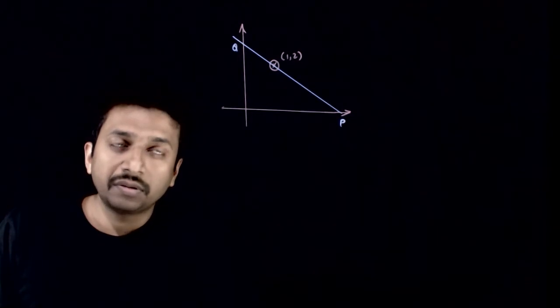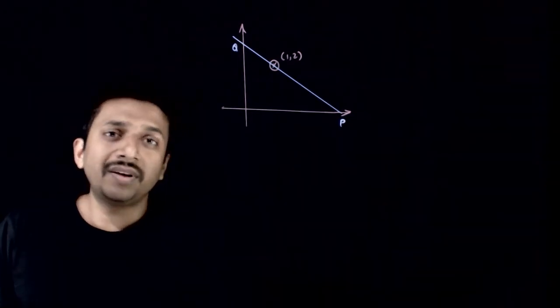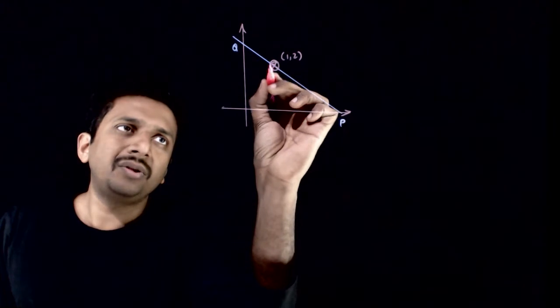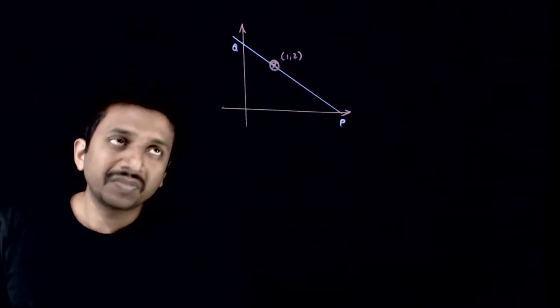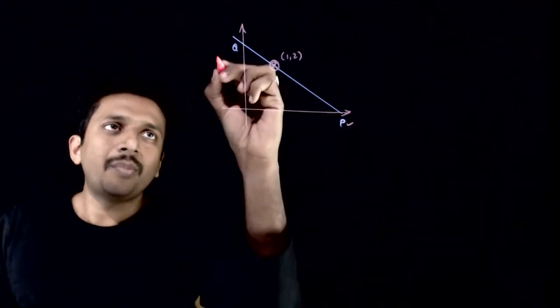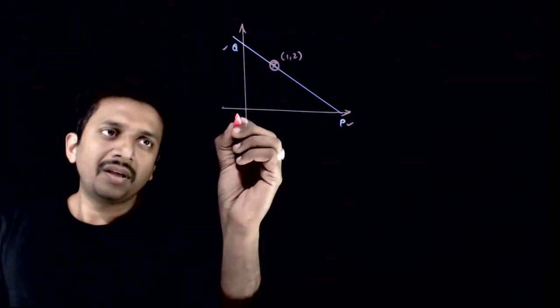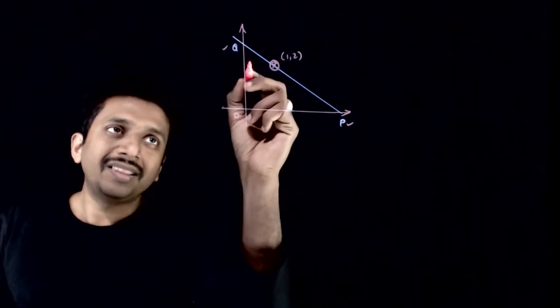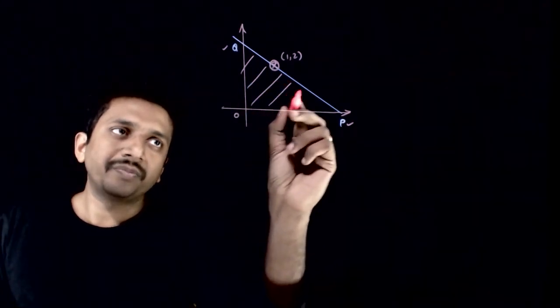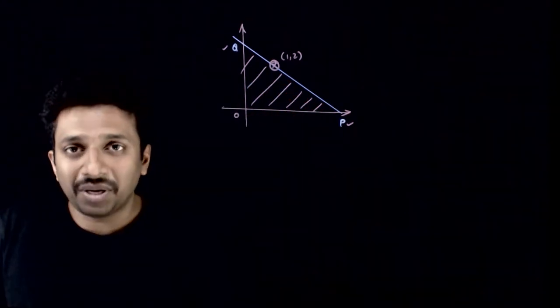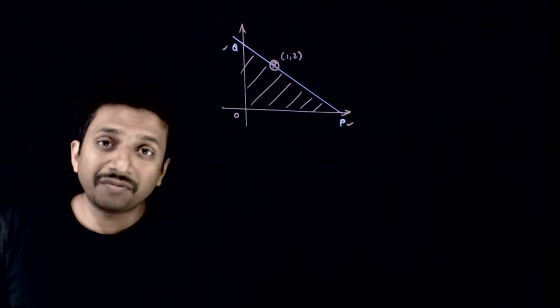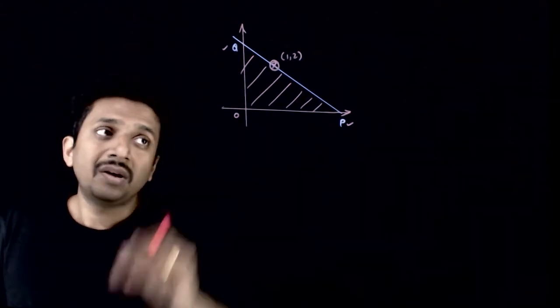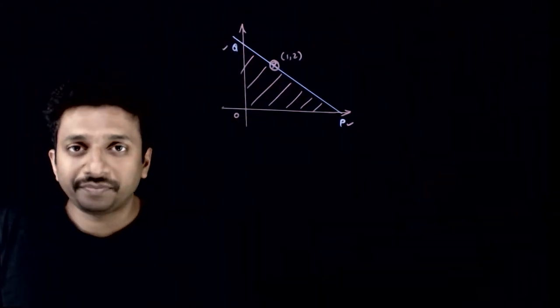So welcome students. In this question, it's given that a line is drawn through the point (1, 2) to meet the coordinate axes at points P and Q. You're asked to find the slope of PQ so that the area of triangle OPQ is minimum. So the area of triangle OPQ has to be minimum. What should be the slope of PQ?